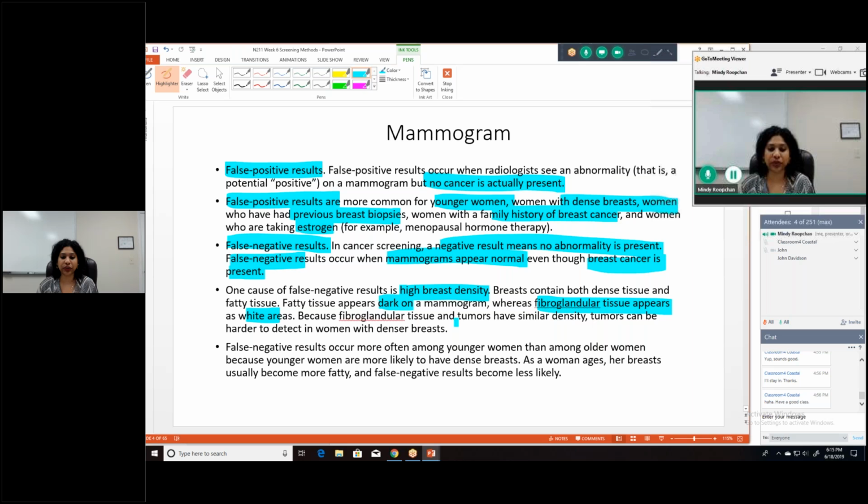Because these fibroglandular tissues and tumors have similar density, these tumors are going to be harder to detect in women that have denser breasts. So false negatives are going to occur among young women more than older women, because younger women have more dense breasts. As a woman ages, her breasts become more fatty, and a false negative may be less likely. So understand the difference between false positive, false negative. I put examples on there for you guys so you can read and understand what they mean.